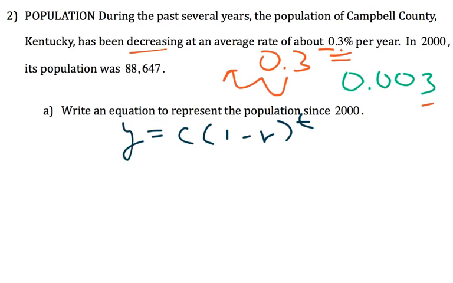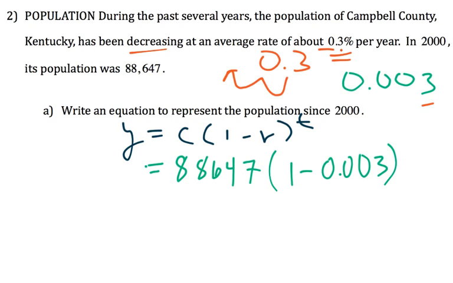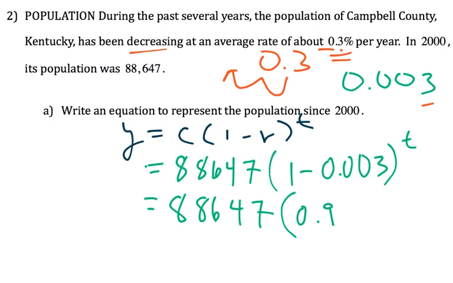I'm going to plug in the values. In 2000, its population was 88,647. That's going to be the start. And then I'm going to have 1 minus 0.003. Close that parentheses and get the exponent. Simplify this so that we don't have 1 minus showing up. And I'll get 0.997 to the power of t. You may look in your textbook and see that they show this or that. I think either one is pretty darn acceptable.